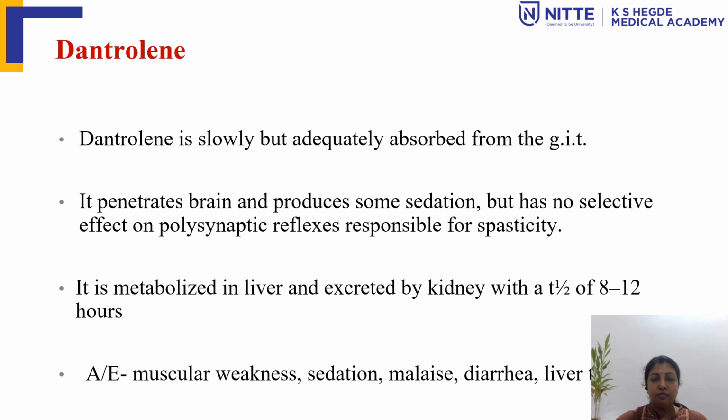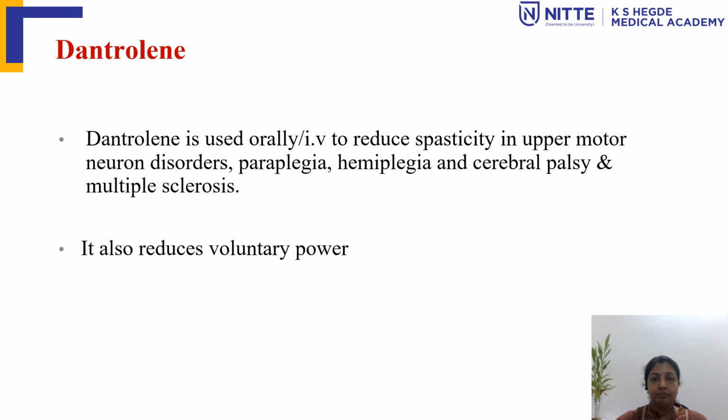Coming to the pharmacokinetics of dantrolene, dantrolene is absorbed orally from the GIT. It can penetrate the brain and produce some amount of sedation, but has no selective effect on polysynaptic reflexes responsible for spasticity. It is metabolized in the liver and excreted by the kidney with a T-half of 8 to 12 hours. Adverse effects of dantrolene: it can produce muscle weakness, sedation, malaise, diarrhea, and liver dysfunction.